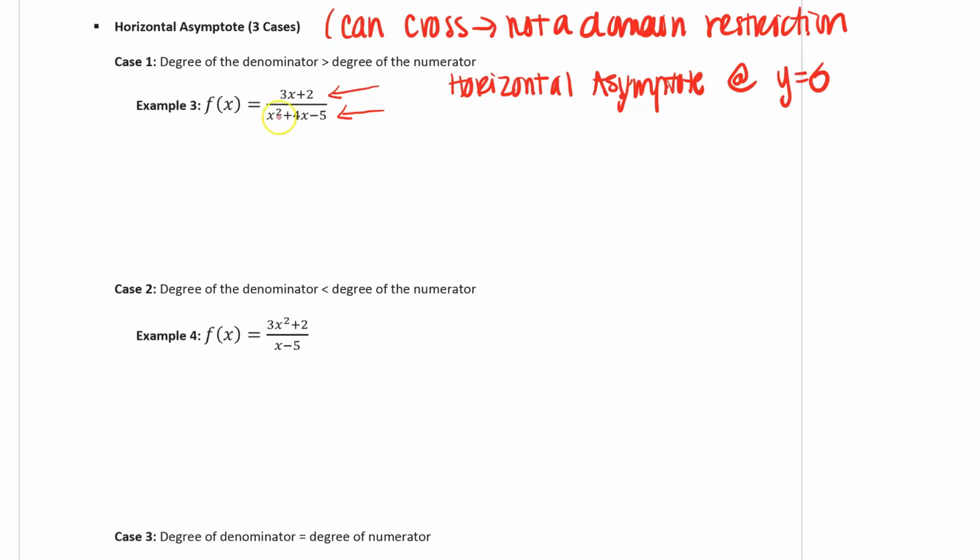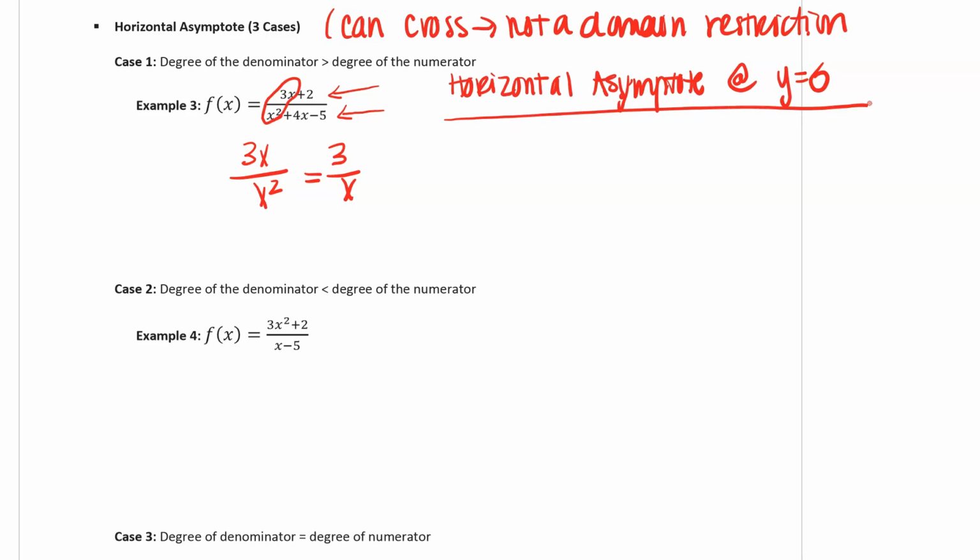And so if I look at the lead term on the numerator, that's a 3x, and my lead term on the denominator is x squared, that reduces down to 3 over x, and that's why we are creating that asymptote at y equals 0.